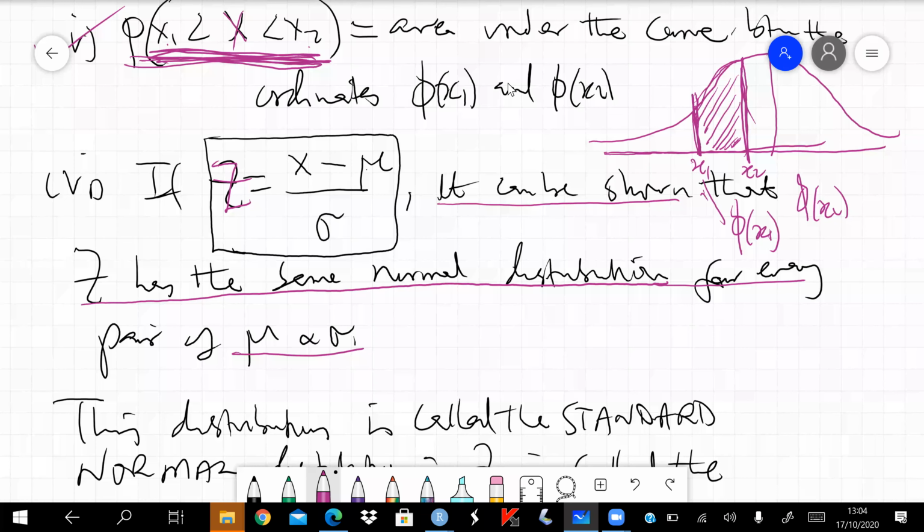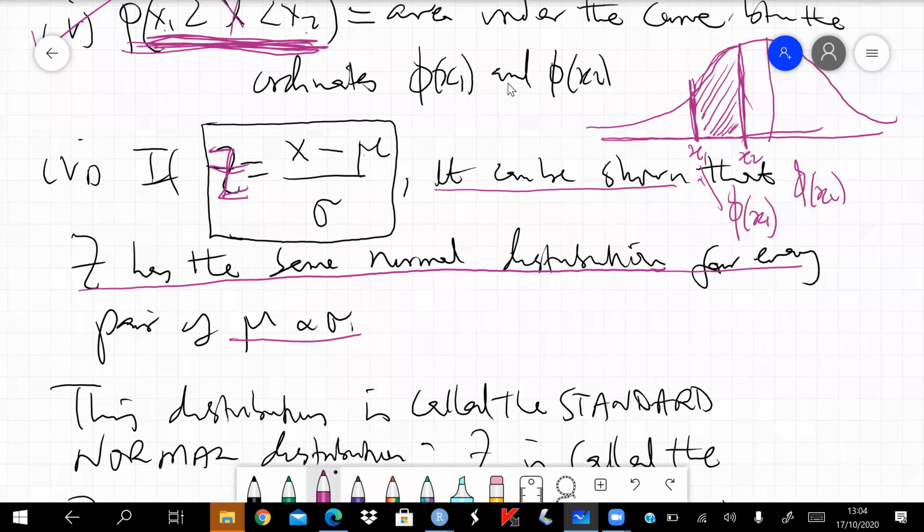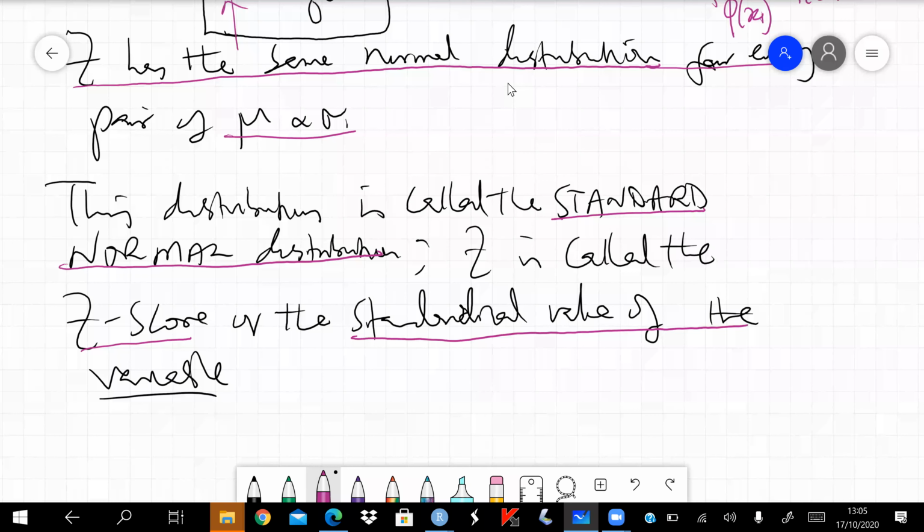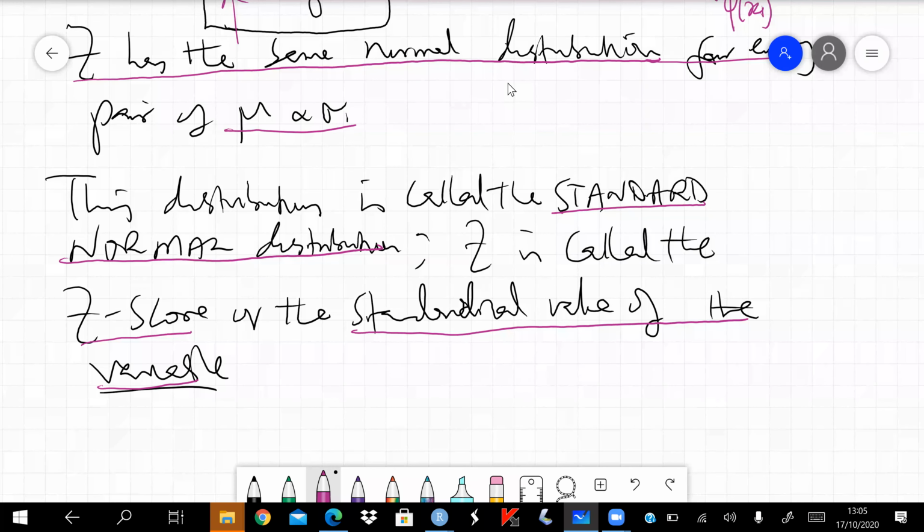And this is the variable that we shall be using in our computations. When you want to calculate any probabilities, we shall be using the z and not the probability of x taking some intervals, okay? So this distribution is called the standard normal distribution. So you'll be hearing a lot of standard normal distribution from now henceforth. And then z is called the z-score. So this item here is called the z-score, or the standardized value of the variable. Later on, I'll tell you that z is just the number of standard deviations above or below the mean.